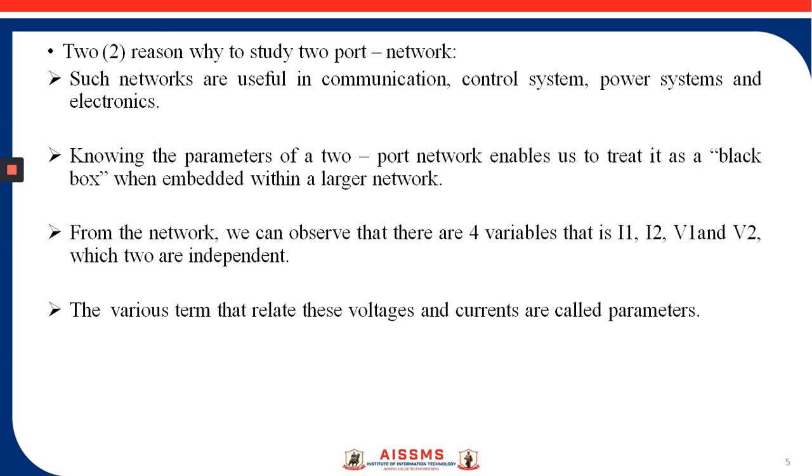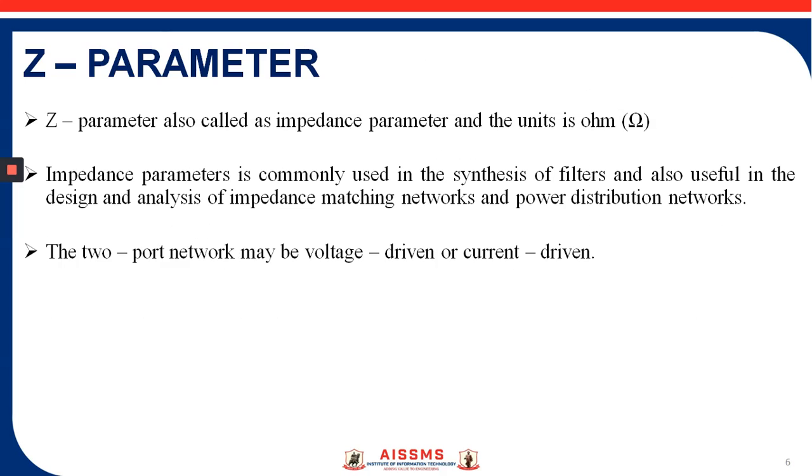Knowing the parameters of the two-port network enables us to treat it as a black box when embedded within a large network. For the network, we can observe that there are four variables that are I1, I2, V1, V2, of which two are independent. The various terms that relate these voltages and currents are called the parameters. So today we are going to see here the Z parameter.